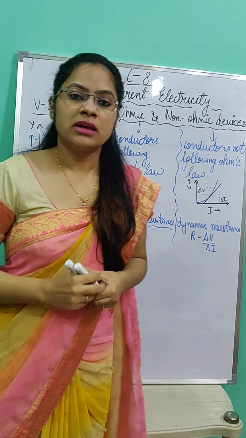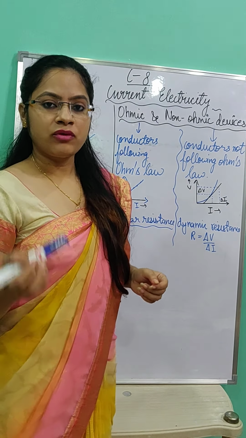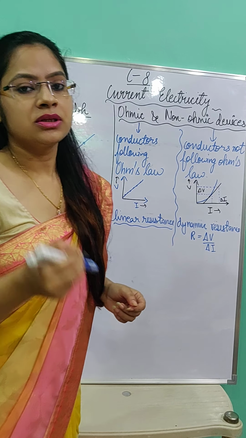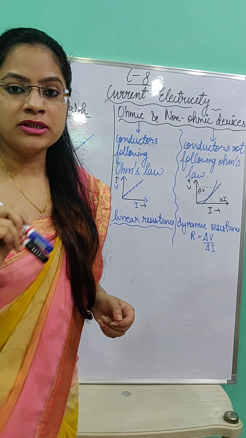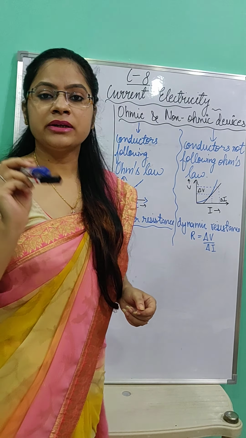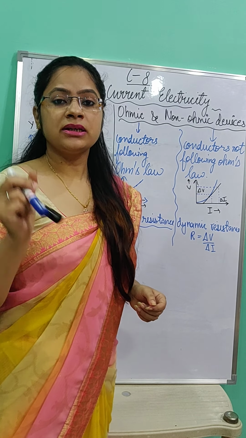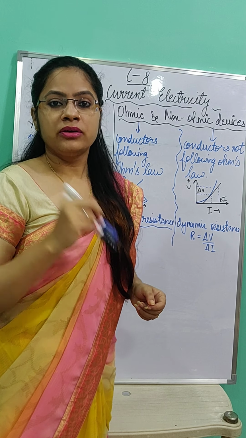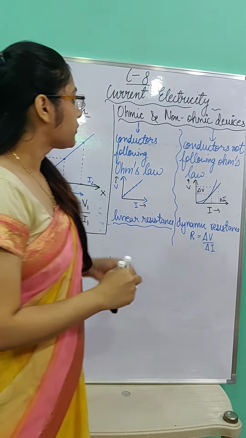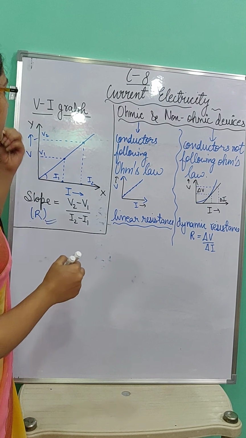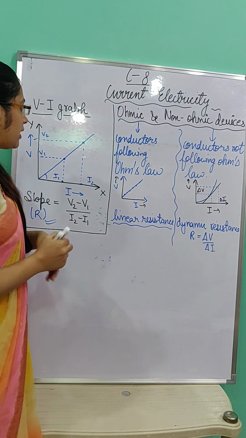Hello students, in the previous video you have already studied Ohm's law, the experimental verification, and the diagram itself. From there we got to know that there is a direct proportion relation between current and voltage. On the basis of that condition we can draw a VI graph here.